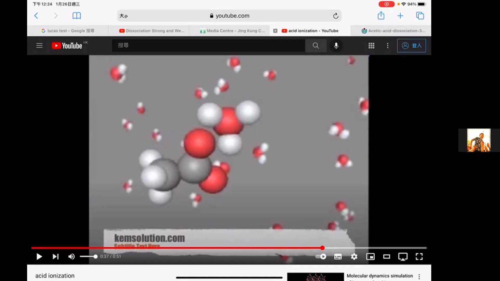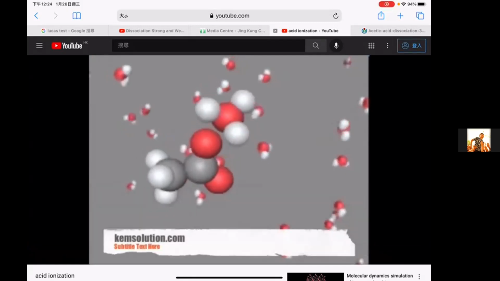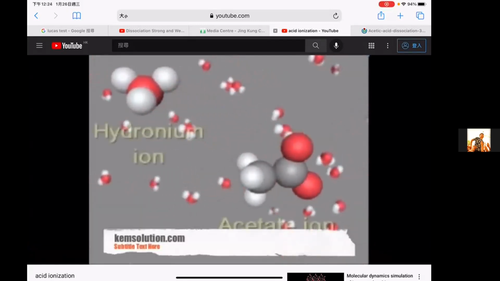Before that, both are molecules, right? After that, what is that? One of them is CH3COO negative charge. The other one is H3O plus, positive charge. It forms ions. So we will call that process ionization. Hydronium and acetate ions.